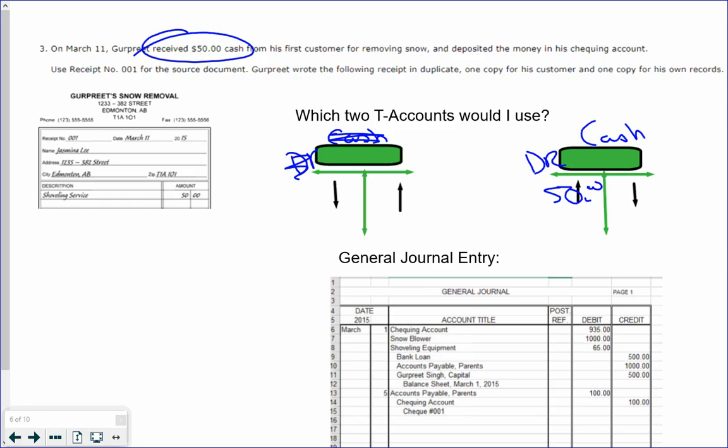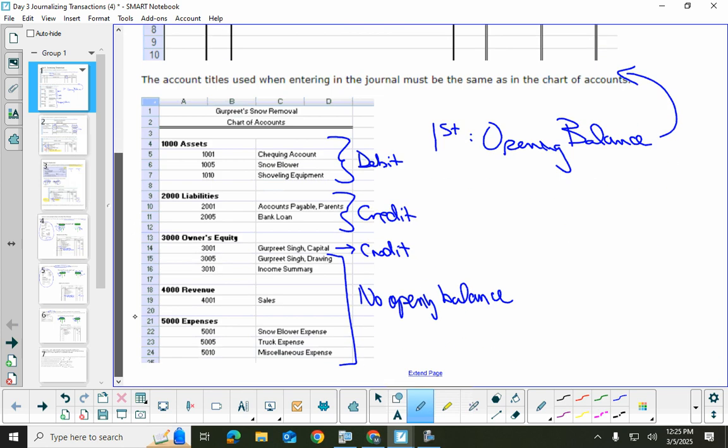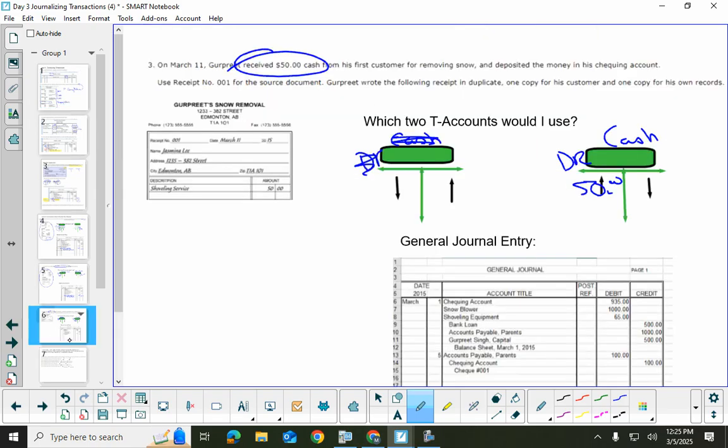So when you receive cash from somebody for doing a job, and that job is the whole point of your business, what is the other category that we use? What are the names of his accounts? So it would be sales, right? So sales is the other account that we would use. So if I've debited cash, I'm going to credit sales.